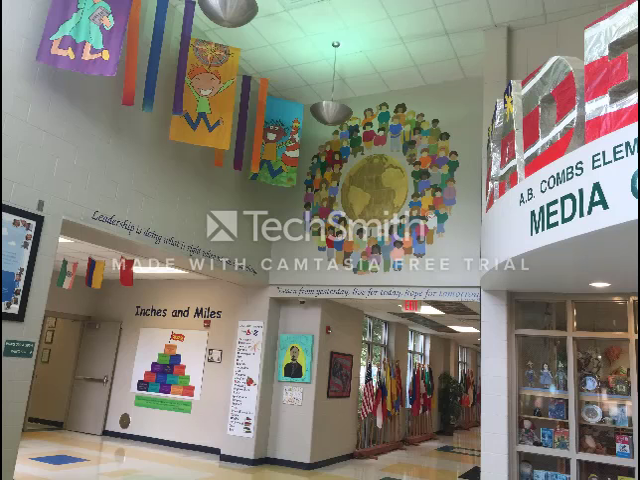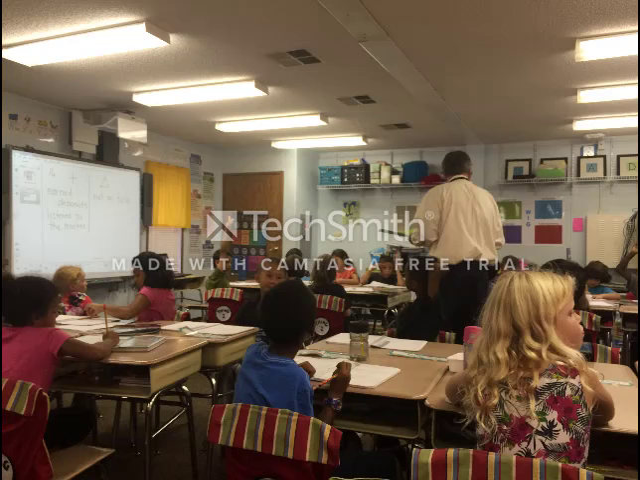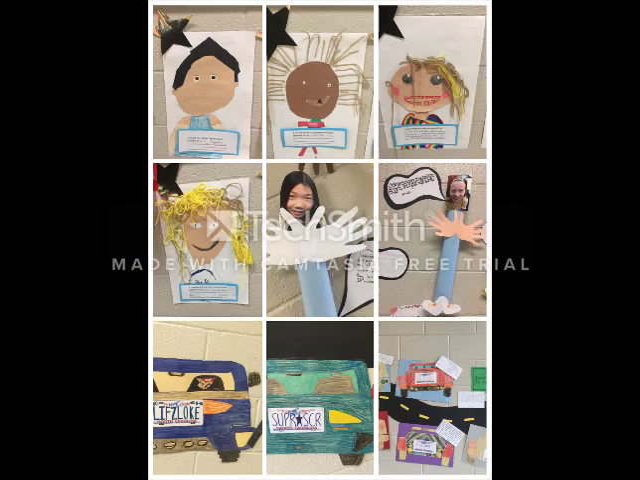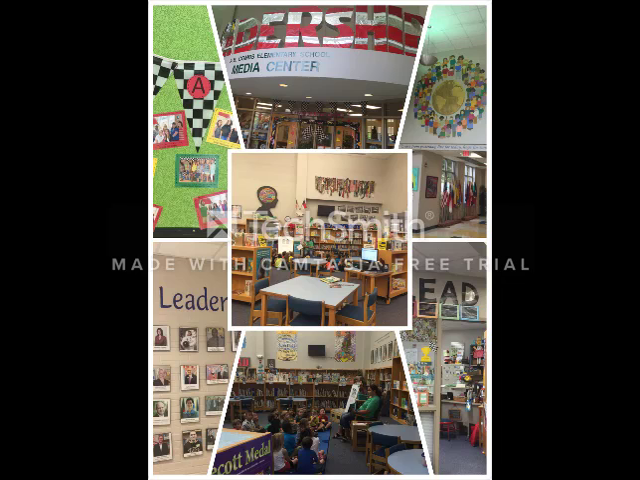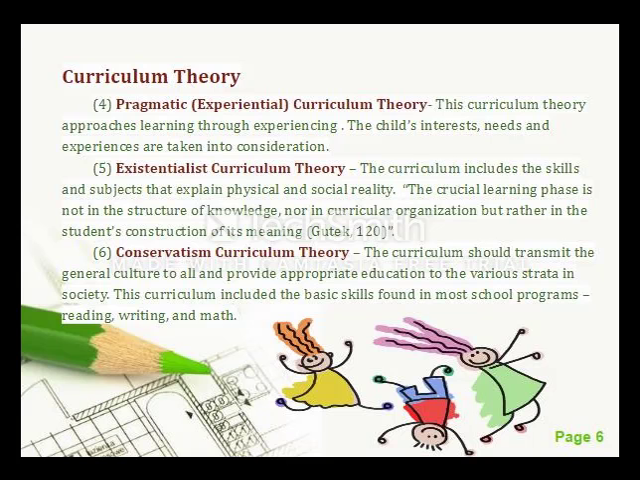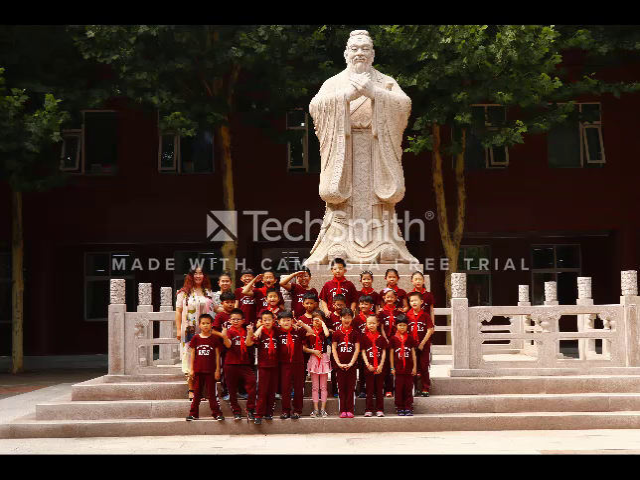Naturalist curriculum theory. Different from the earlier theorists, learning should actively involve children in dealing with the environment, using their senses, and solving problems. Naturalists maintained that genuine education is based on the readiness and the needs of the human being. Pragmatic experimental curriculum theory approaches learning through experimenting. The children's interests, needs, and experiences are taken into consideration.